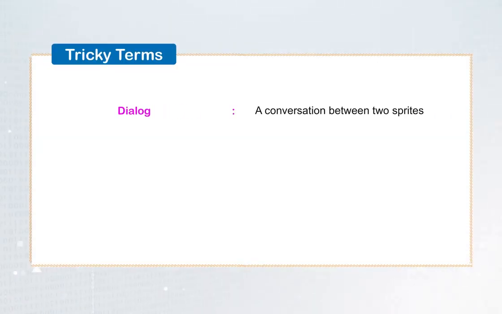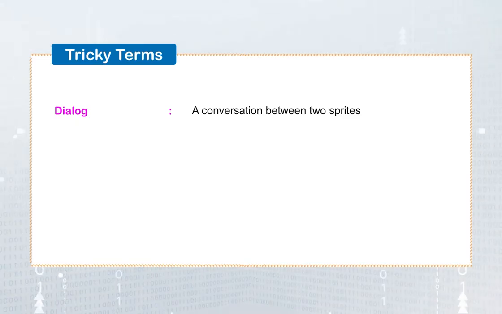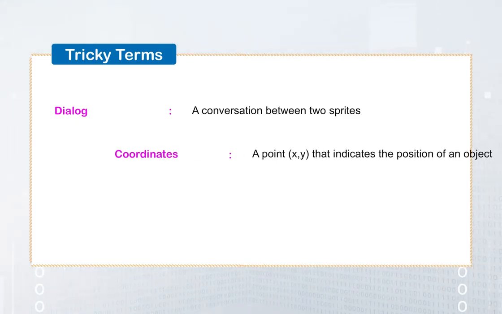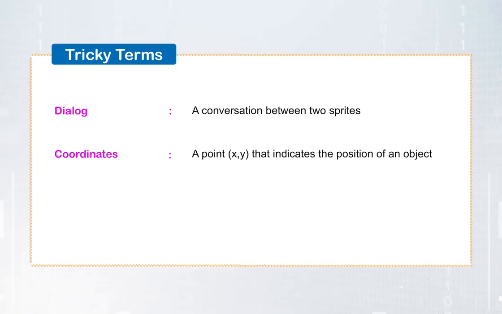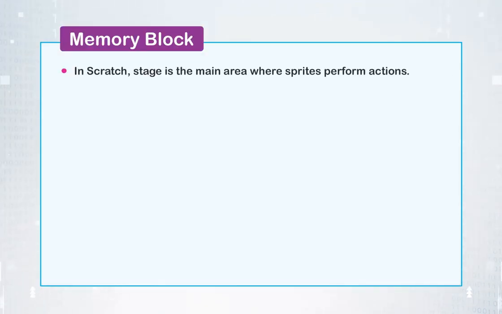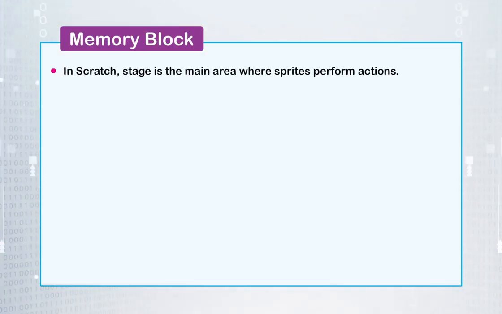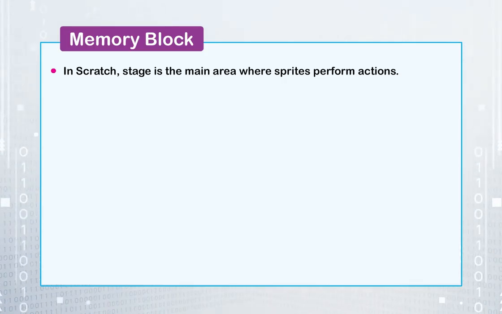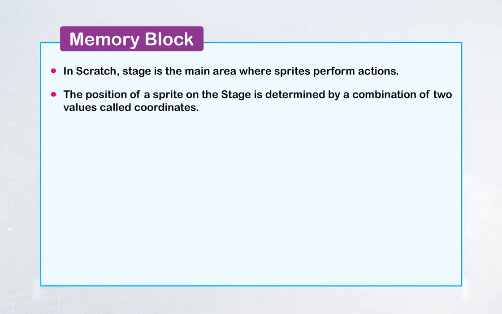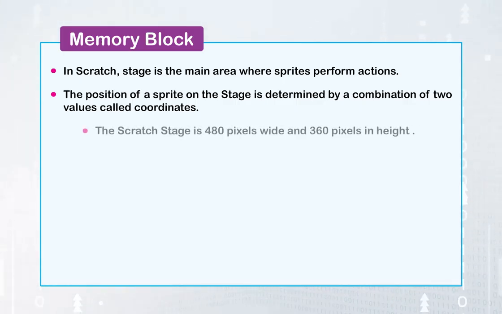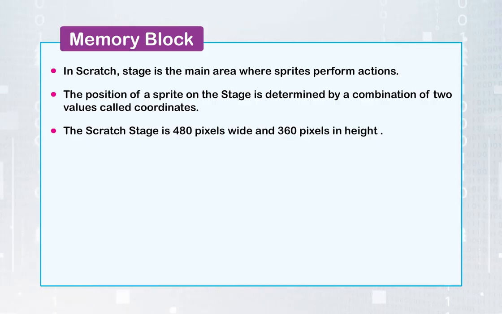Tricky terms. Dialogue: a conversation between two sprites. Coordinates: a point XY that indicates the position of an object. Memory block. In Scratch, the stage is the main area where sprites perform actions. The position of a sprite on the stage is determined by a combination of two values called coordinates. The Scratch stage is 480 pixels wide and 360 pixels in height.